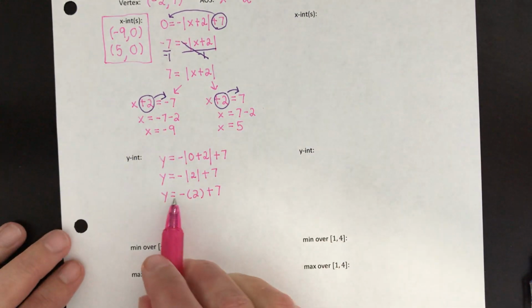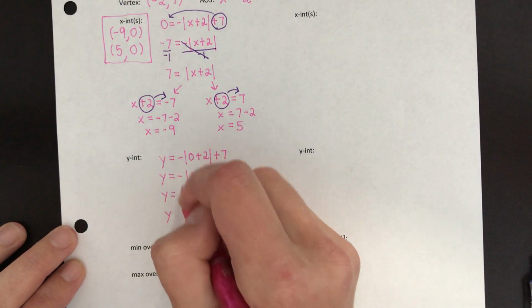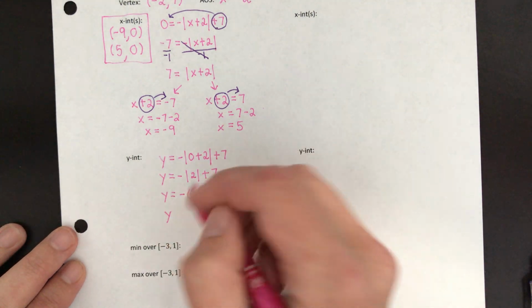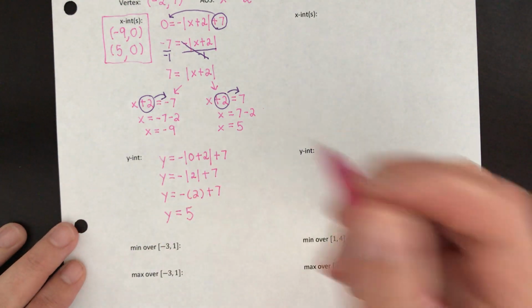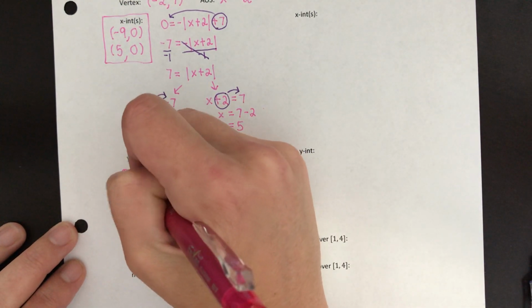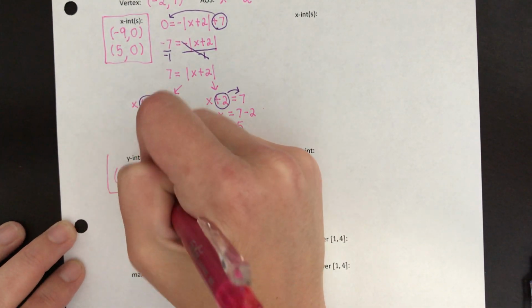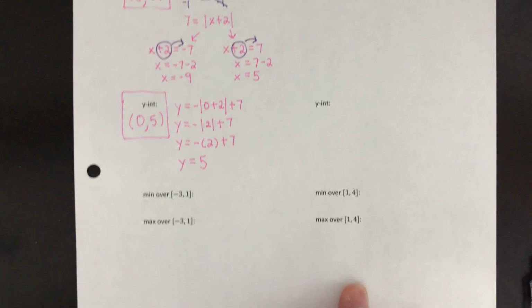Okay, so you really have negative 2 plus 7, because that negative drags down, and the absolute value of 2 is 2. So y equals negative 2 plus 7, which is 5. So of course, we're going to be proper mathematicians and write that answer as an ordered pair. Okay, let's get to the fun part.